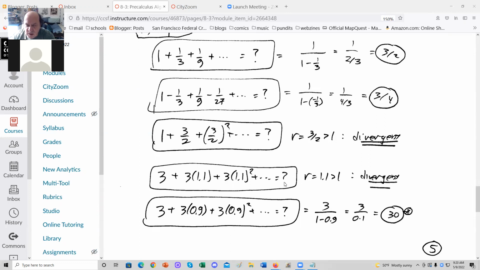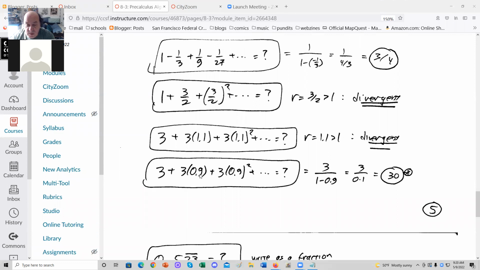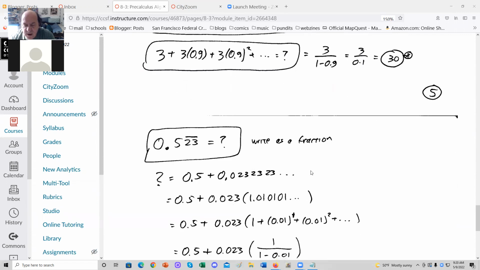So divergent. Here, however, 3 plus 3 times 0.9 plus 3 times 0.9 squared plus and so on forever. 0.9 is less than 1 in absolute value, so this converges. It's a leading term 3 over 1 minus common ratio 0.9. That's 3 over 0.1, which makes 30. This converges to 30.